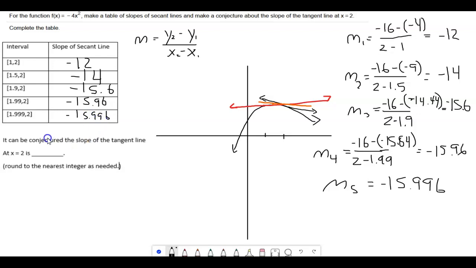What would our conjecture be for what the actual slope is when we finally get to 2? I think we can probably see it looks like it's going to be negative 16, because we're getting closer and closer to negative 16. So that would be your answer for this one, and the others are going to be similar.